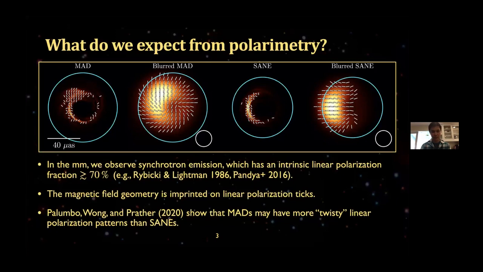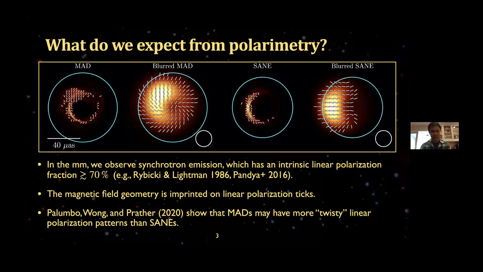This is Palumbo, Wang, and Prather 2020. And they show that these MADs may have a more twisty polarization pattern than the SANEs. If you look at these blurred images, which are similar to EHT resolution, you can see the whirly pattern in the MAD simulation, whereas the SANE looks more radial.